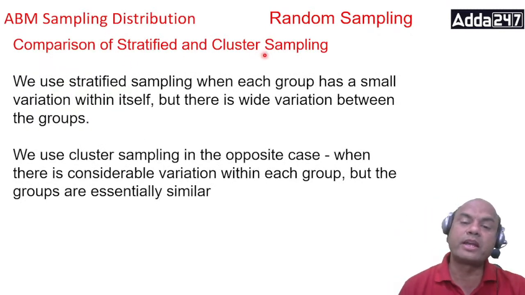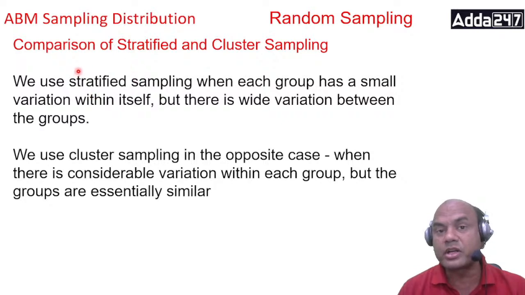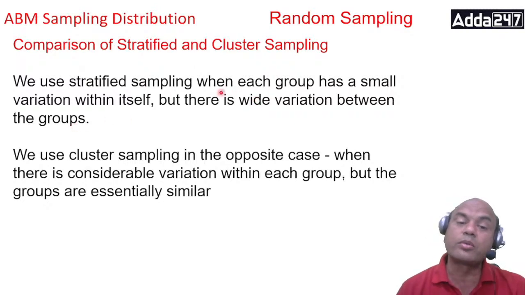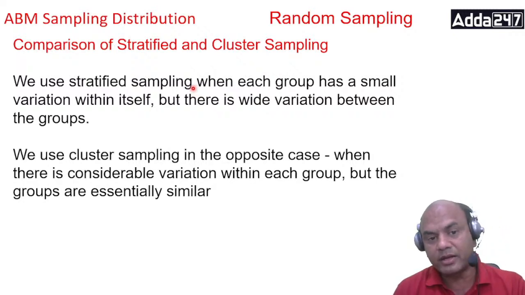Comparison of stratified and cluster. Already I have given you. We use stratified sampling when each group has a small variation within itself, right? Stratified: 40 to 50%, 50 to 60, 60 to 70. But there is a wide variation between the groups, right? 40 to 50 thinking differently than 80 to 90, right?